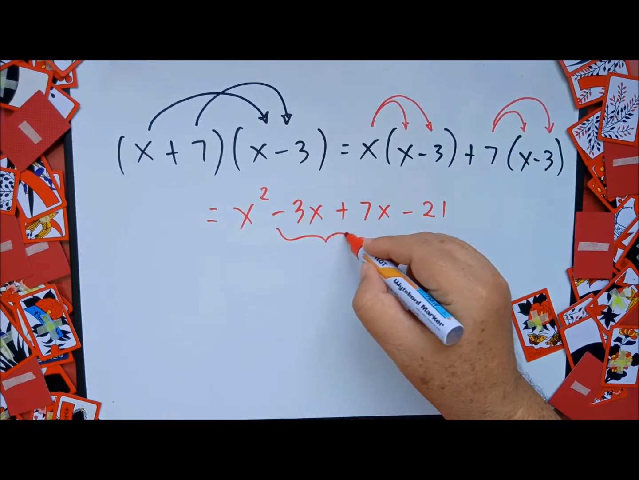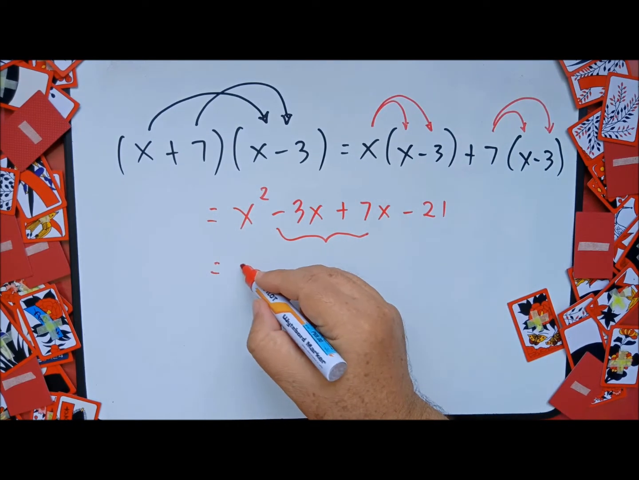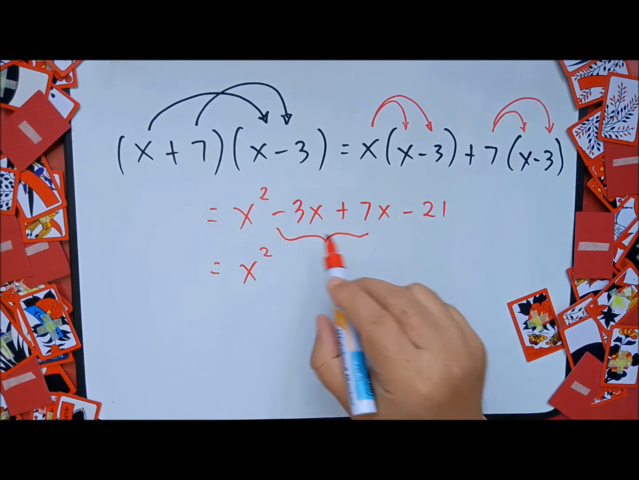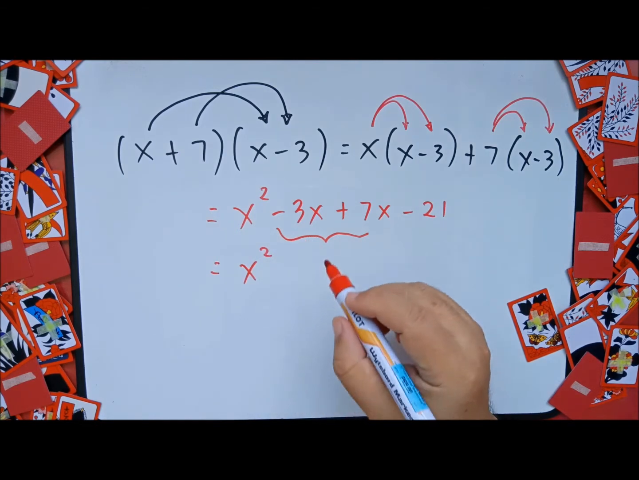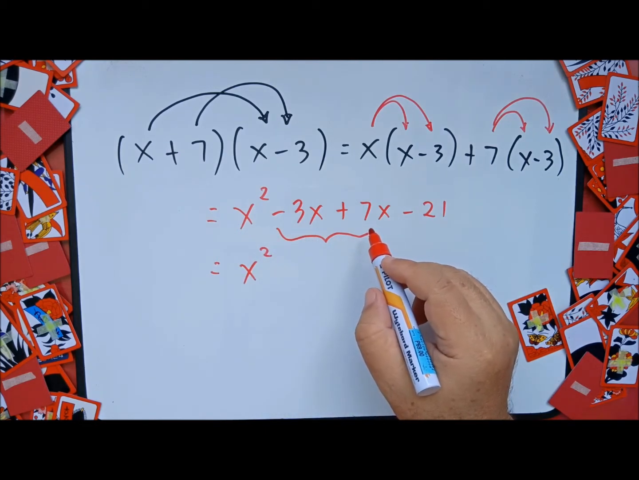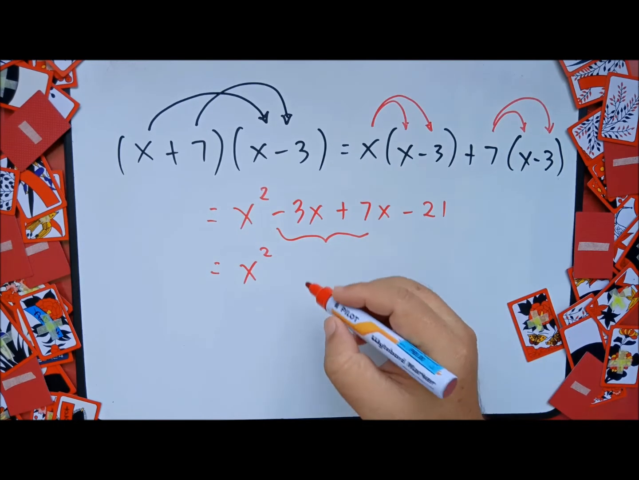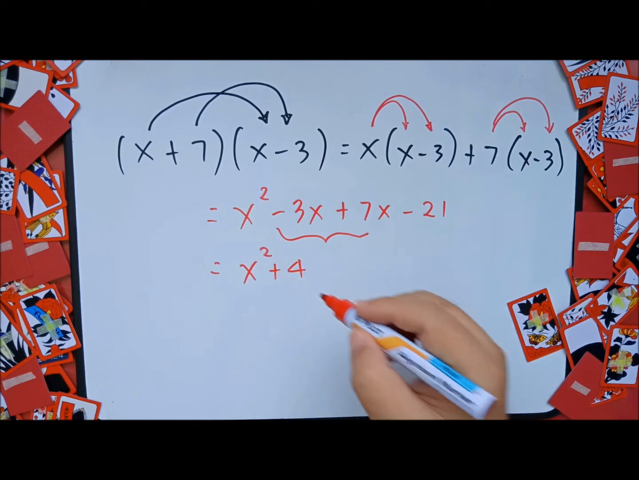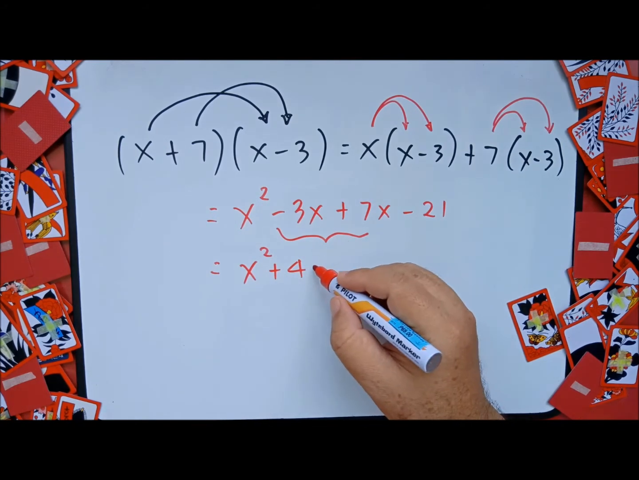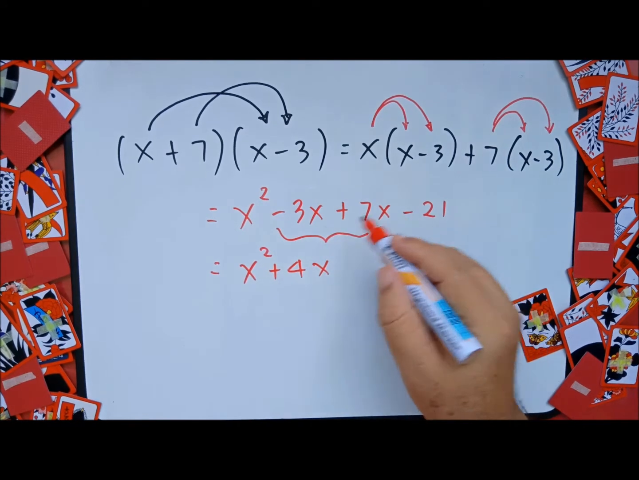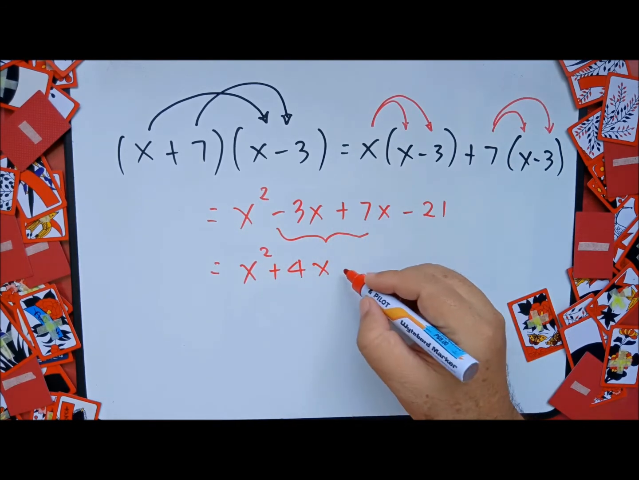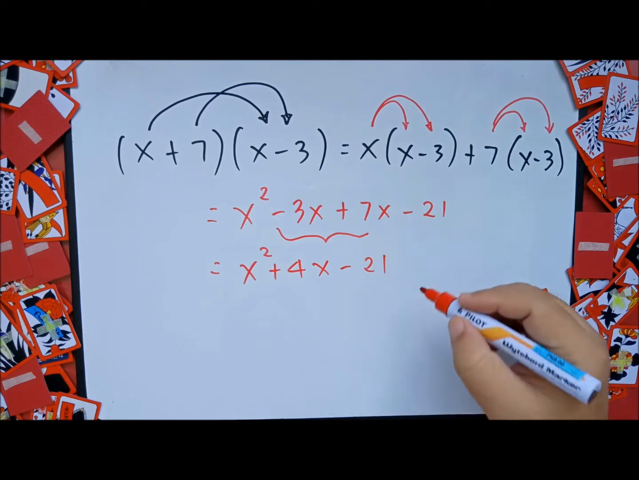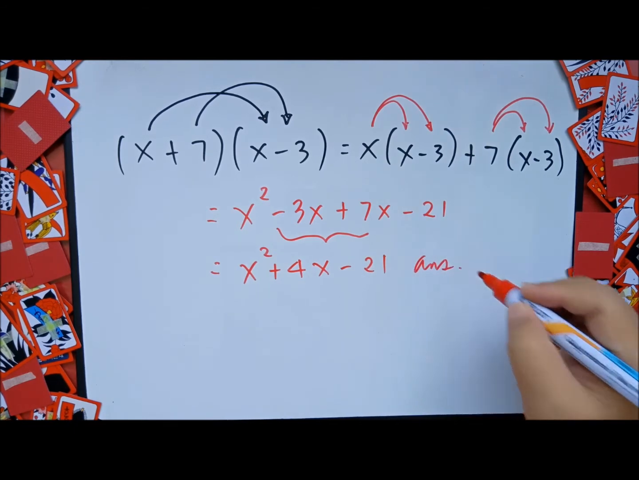What will you do next? You have to combine like terms. This will become x squared. Negative 3 plus 7 will become what? Different signs, so you have to subtract and follow the sign of the greater number. So 7 minus 3 is 4, then positive 7, so we follow the positive sign. Then copy the variable x. Do not add the exponents. Then negative 21, your final answer.